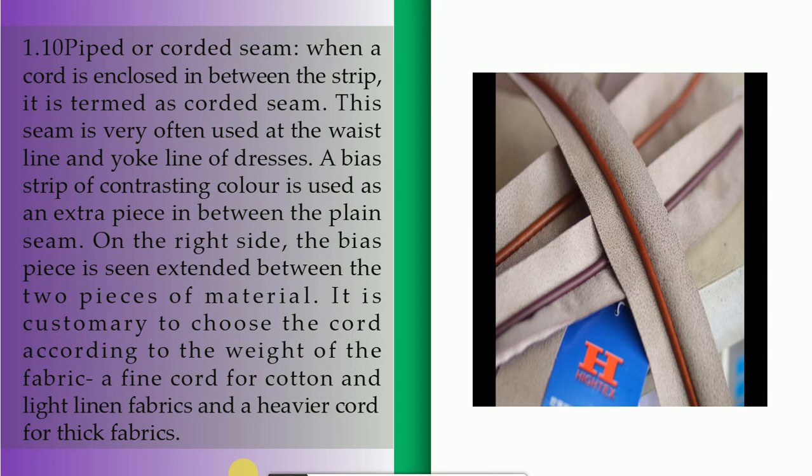On the right side, the bias piece is seen extended between the two pieces of material. It is customary to choose the cord according to the weight of the fabric, fine cord for cotton and light linen fabrics and a heavier cord for thick fabrics.